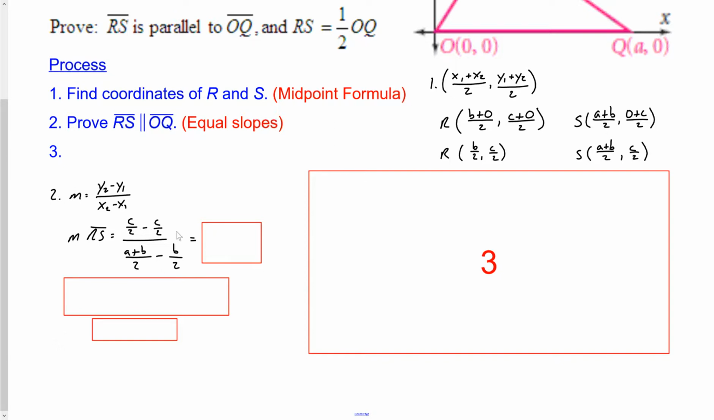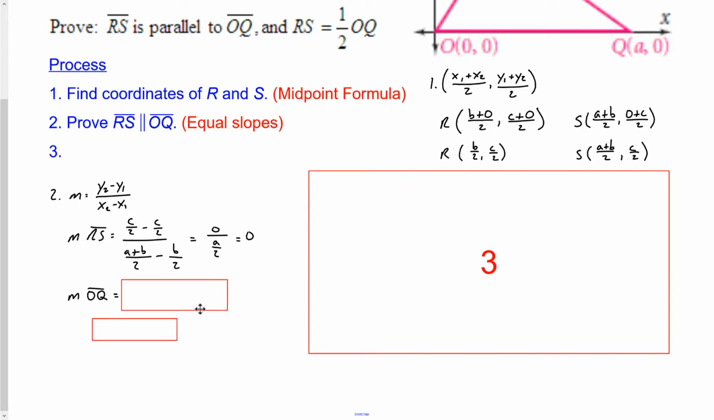So in the numerator, c over 2 minus c over 2 would be 0. In the denominator, I would be able to simplify that to a over 2. And then 0 divided by a over 2, or really 0 divided by anything, is 0. So we know the slope of segment RS equals 0. Now I have to find the slope of segment OQ. If I plug those coordinates into the slope formula, I have 0 minus 0 over a minus 0. So 0 over a is still 0.